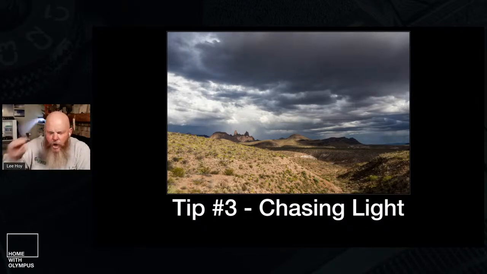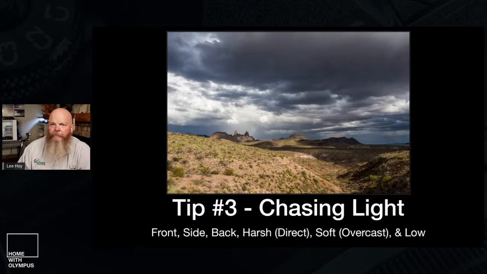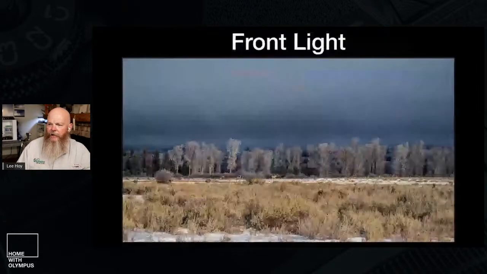But if you know the light is going to be spectacular, stay, chase it, go to where it is. Sometimes that might mean changing your plan, what you're doing on vacation, right? We're going to talk about the different types of light we want to chase: front, side, back, harsh or direct, what to do when it's soft or overcast light, and low light, okay? So chasing light means having a good variety of apps on your phone that are going to tell you what the light is going to be doing, and that is often dictated by what the clouds are doing. Great radar apps, great storm apps will help guide what you want to be doing when you're out photographing, okay?